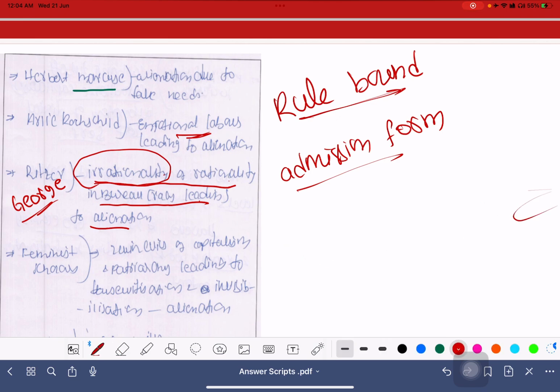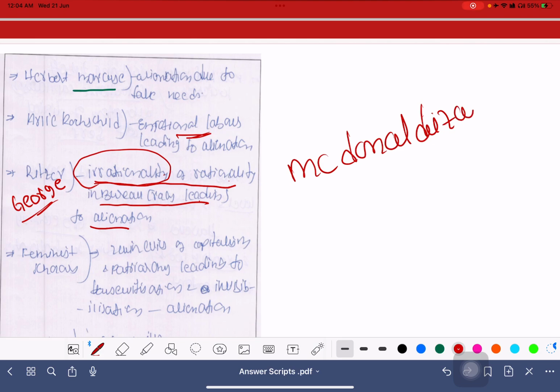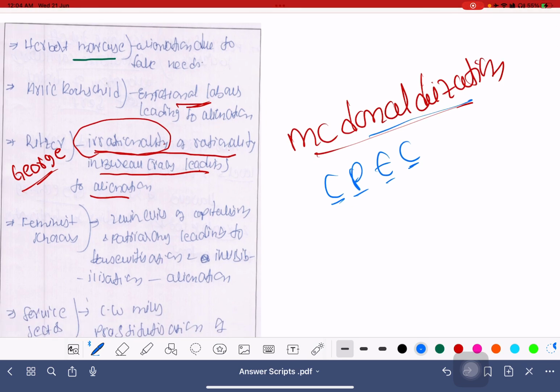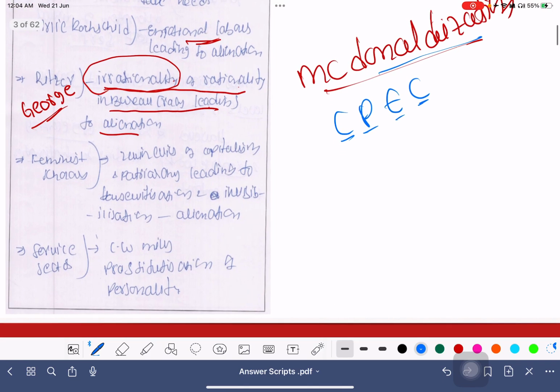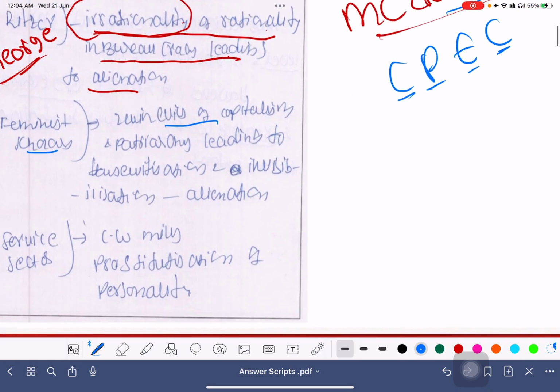In fact, George Ritzer is the one who gave the concept of McDonaldization, where he emphasized four ideas: calculability, predictability, efficiency, and one more thing I couldn't recollect. Just check what the four elements of McDonaldization are, sir. Next one, feminist scholars. Many feminist scholars emphasize that the twin evils of capitalism and patriarchy are leading to housewifeization.